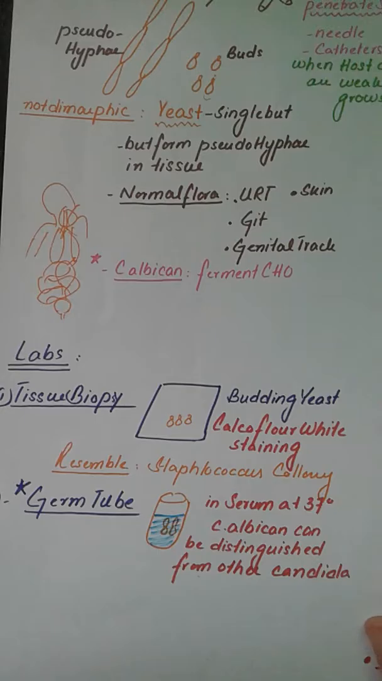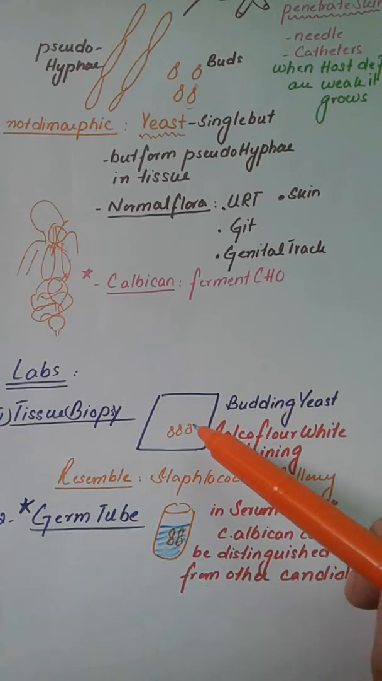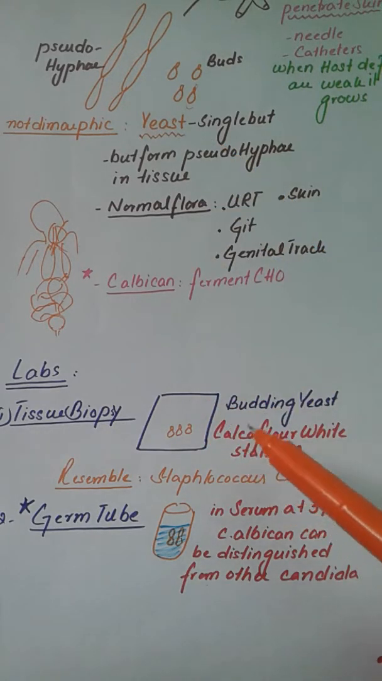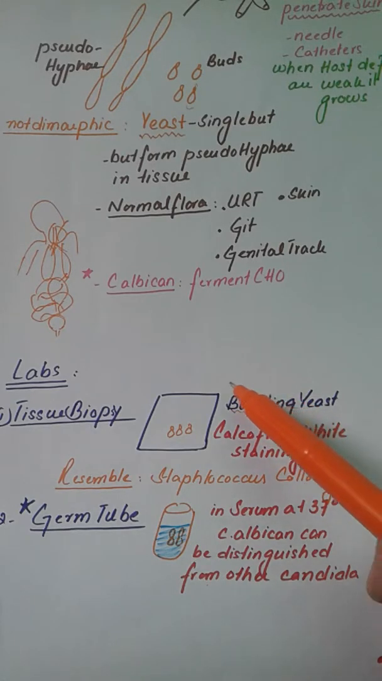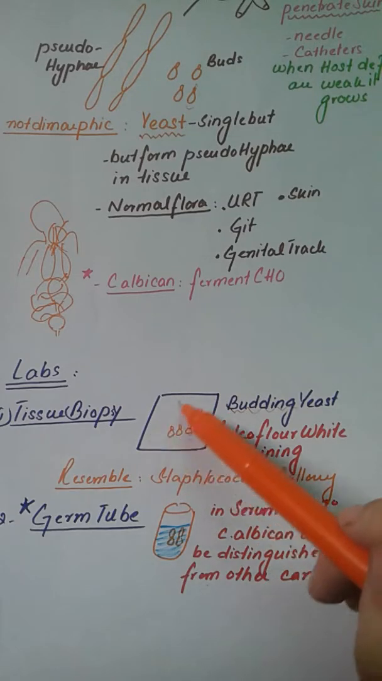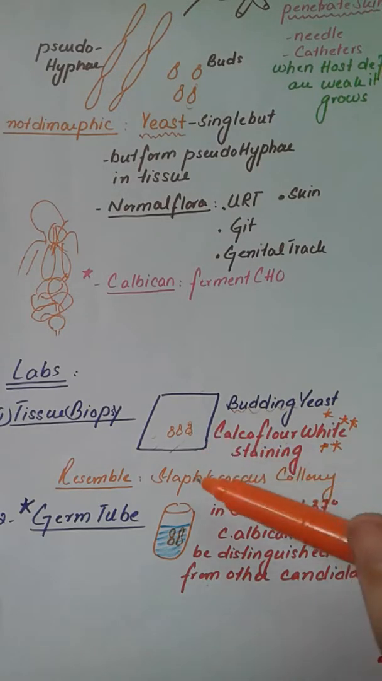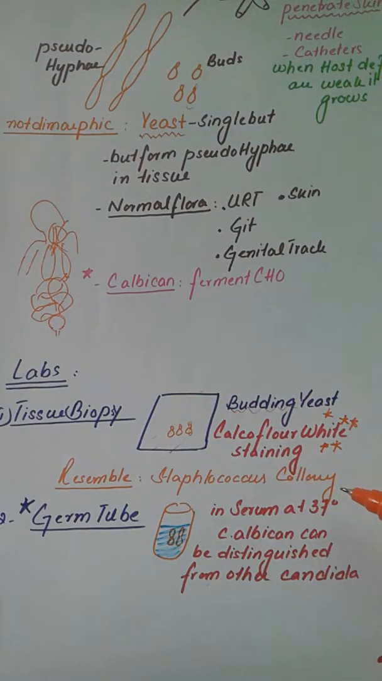Now, how do you diagnose it? You can diagnose this based on labs. We can take a tissue from the human, and we will see obviously this yeast, which is a budding yeast, small cells with buds. Now, this can only be seen with a special stain, which is known as calcofluor white staining. Calcofluor white staining. Now you need to remember this because it's quite important. This organism resembles Staphylococcus colonies, as you can see, small babies.